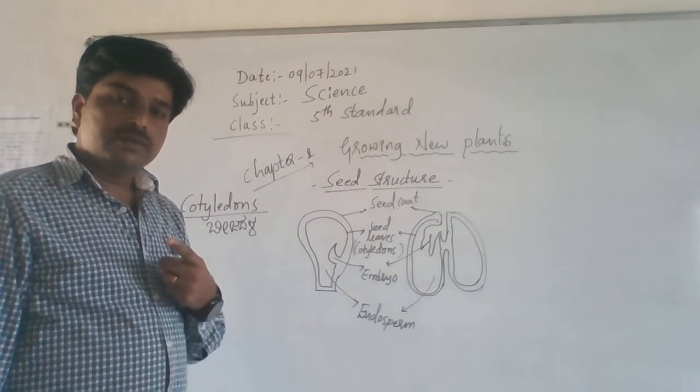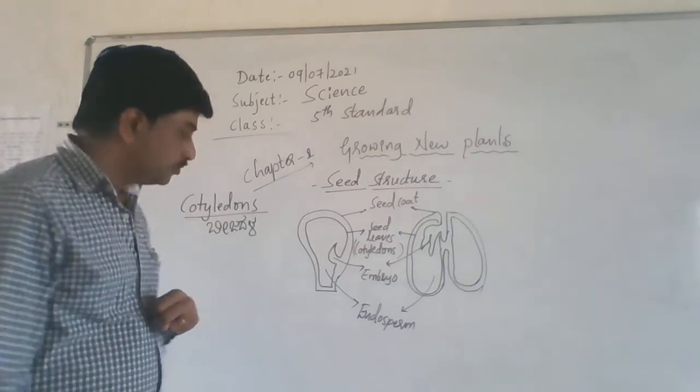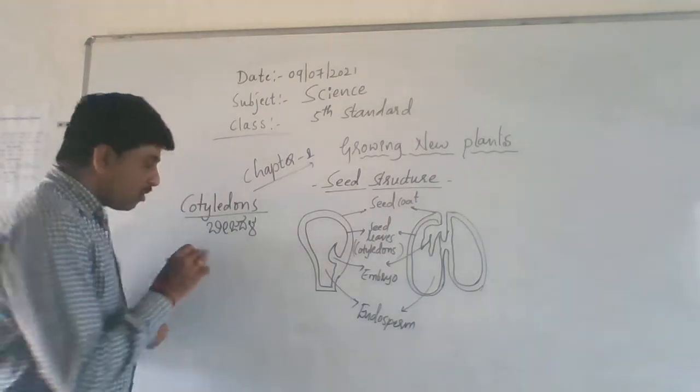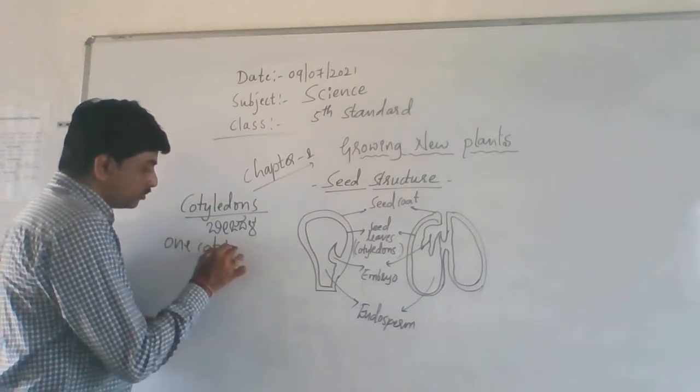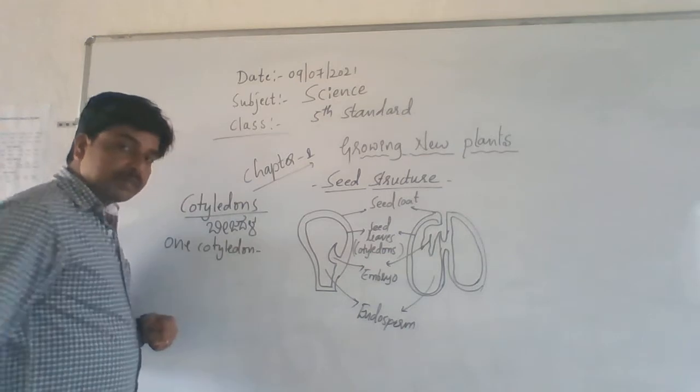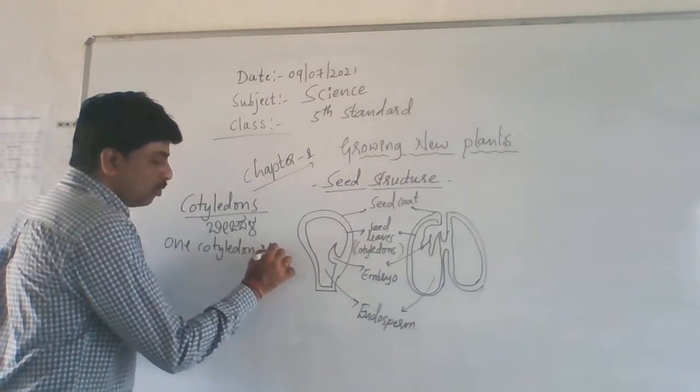The seeds of plants which have only one cotyledon are called monopod.